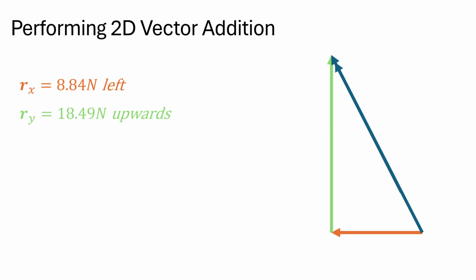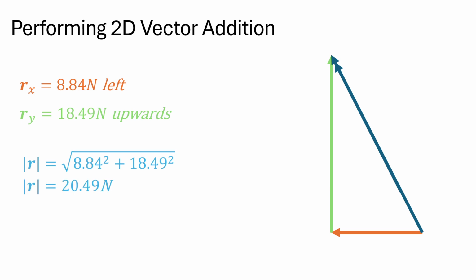Be like that. Now we can use Pythagoras' theorem to determine the magnitude of that resultant vector. We have the root of 8.84 squared plus 18.49 squared, which will be 20.49 newtons. As for the direction, let's put an angle theta in. We'll use that theta to give us a bearing for our direction. So tan theta is our opposite over adjacent.